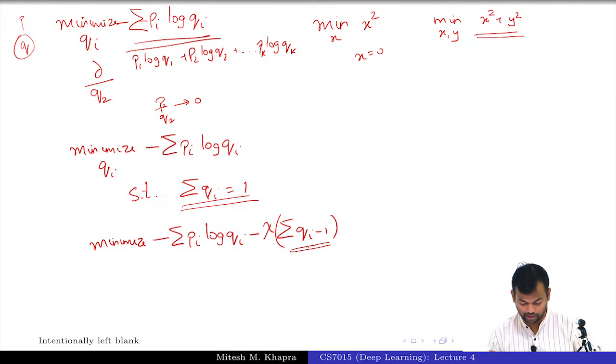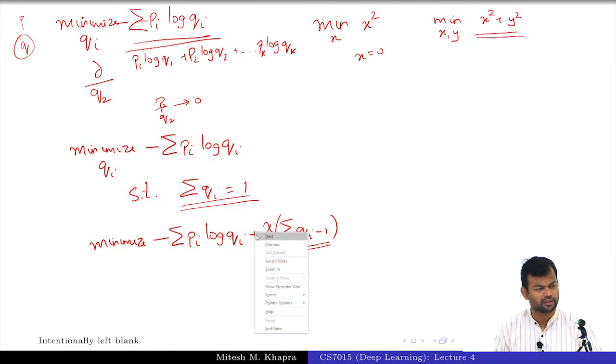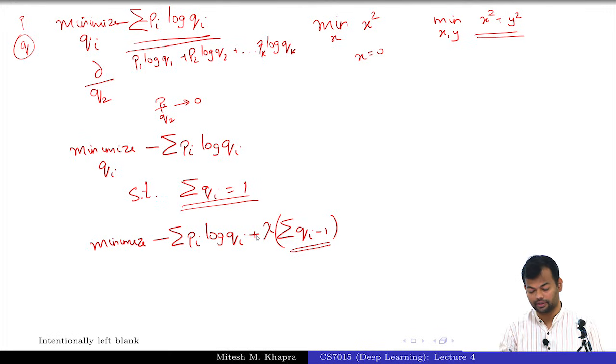I think we have made a mistake. This should be plus, right? Yeah, I should add it, right? Should be plus? Oh, the lambda can be, oh, okay, sorry. Okay, so let me assume this is plus.